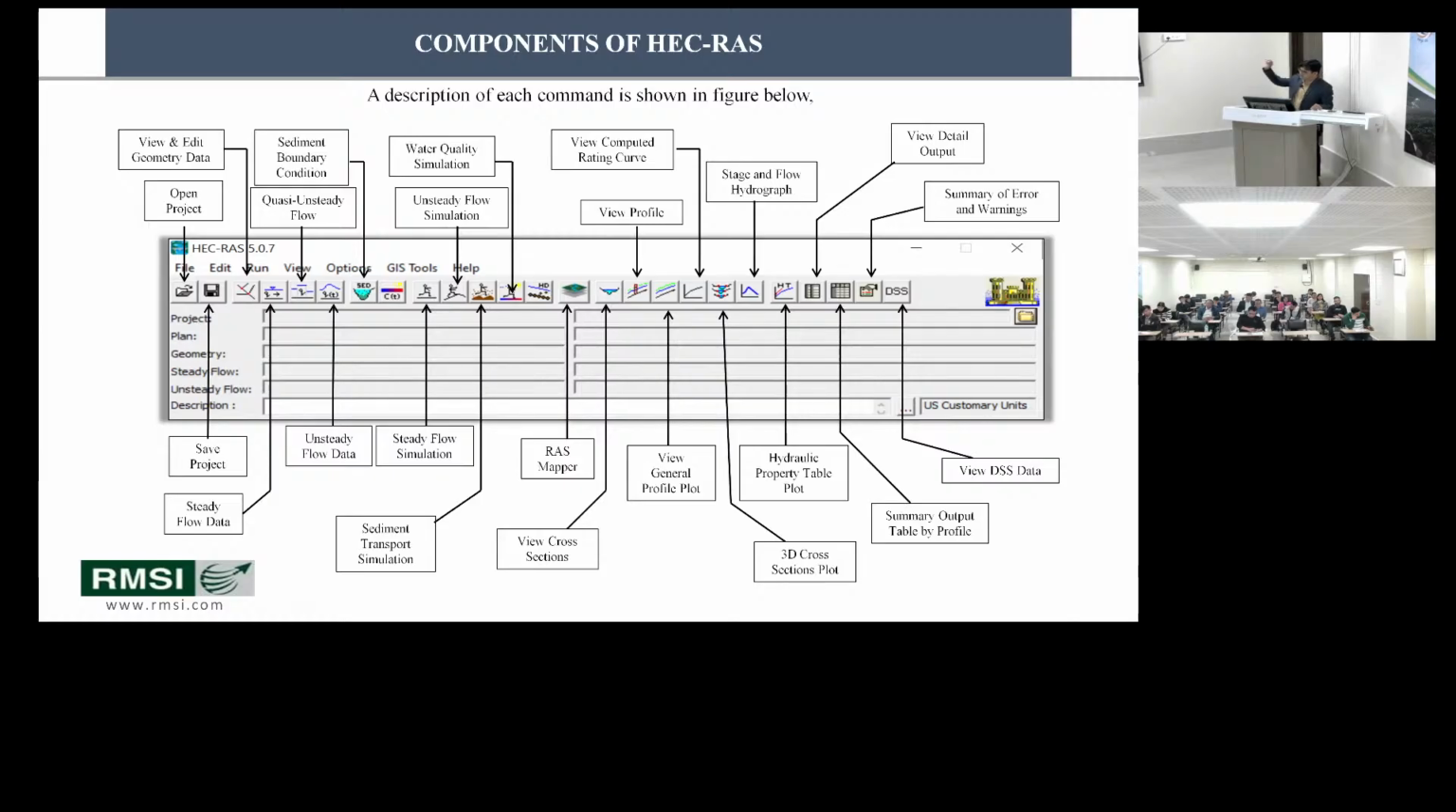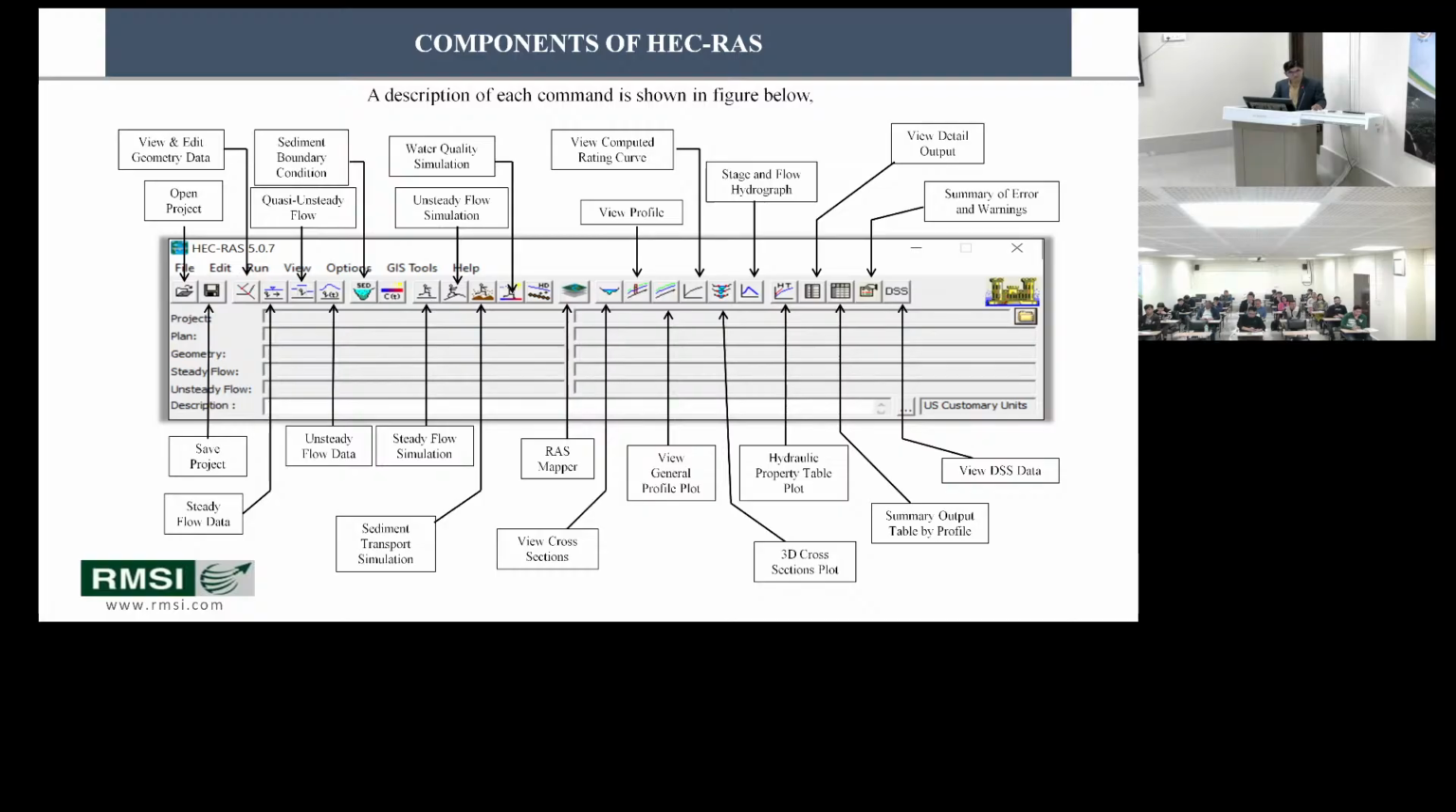This is the window of HEC-RAS. If you open this HEC-RAS model, it looks like this. File, projects, sediment, unsteady flow data, steady flow data. Then RAS Mapper is the option where we can visualize the inundation generated by HEC-RAS.